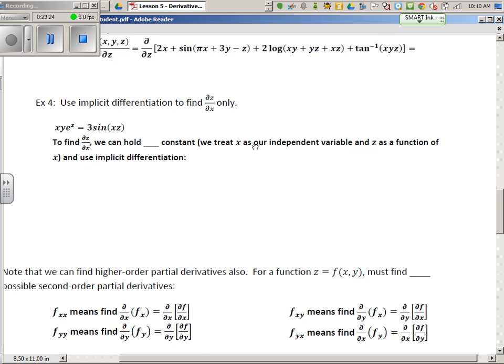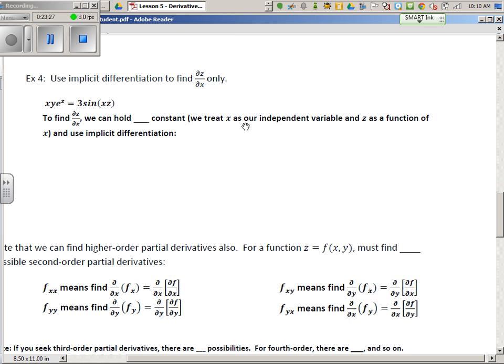Okay, this leads us to the last problem. What do we do if we just don't want to isolate z, or maybe we can't isolate z? Okay, so if that happens, let's say you're trying to find the derivative here.